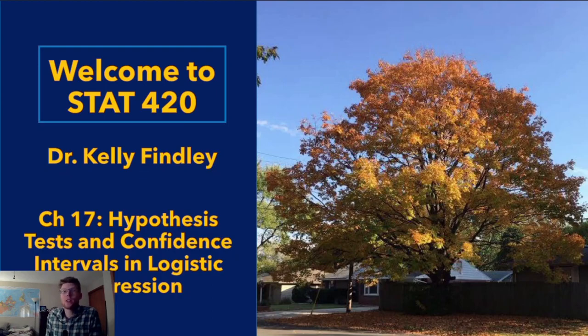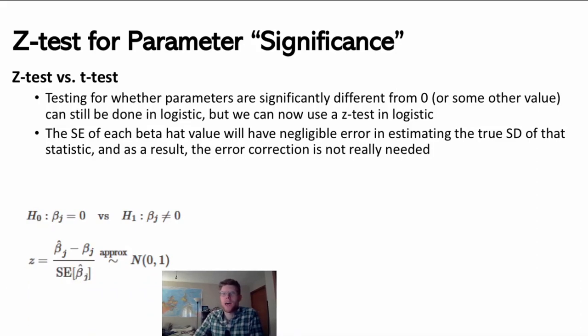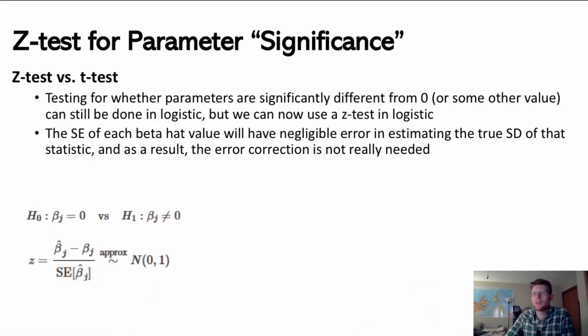In this video, we're going to be looking at hypothesis tests and confidence interval options in logistic regression. We're not going to spend a lot of time in this class doing these kinds of things, but we'll briefly introduce some of the basics. The first is a hypothesis test for determining parameter significance, determining whether or not this parameter is not equal to 0, and therefore this predictor is actually adding predictive power into the model.